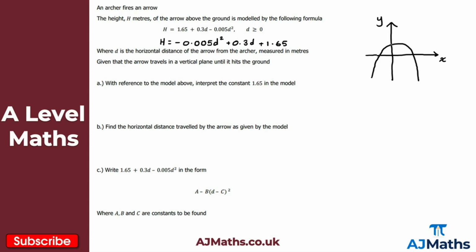And that would be our constant term here, 1.65. That's the initial height from which it's fired. And notice here, this arrow keeps going until it touches the ground here. Okay, and that would give us the horizontal distance. Okay, this distance here. Okay, so let's just do that in a different color just to highlight that. So we're looking for this distance here when it touches the ground.